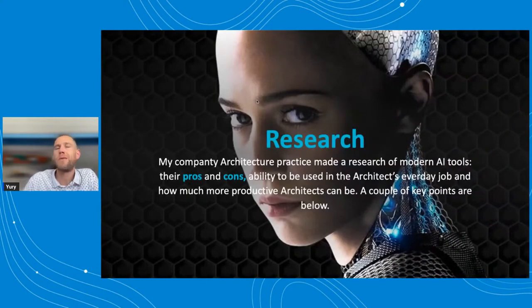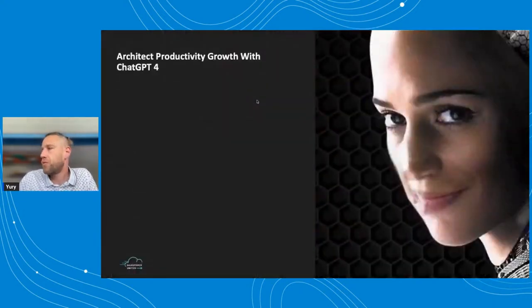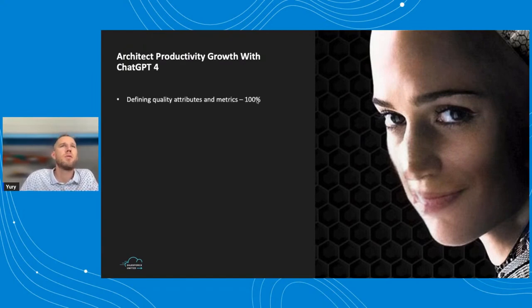There was also research in the company where I currently work. ChatGPT made a lot of noise all around the world in technical industries. So a group of architects performed research to check how much more performance we can gain by using not only our brains as architects, but augmenting them with ChatGPT. As I said, ChatGPT is trained on terabytes of data, including GitHub and Wikipedia. It's impossible to learn by a single person, so it has a lot inside. So architect productivity grows.